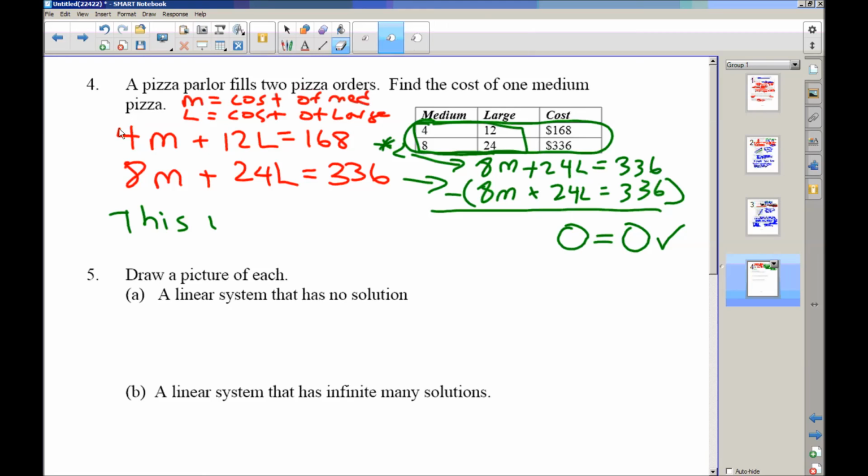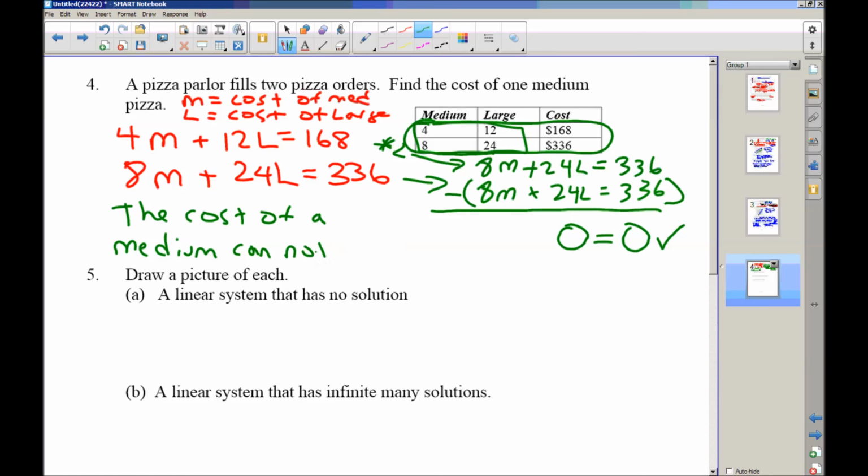Let me rewrite that. The cost of a medium cannot be determined from the information. Doesn't mean it doesn't have a cost. It just means that they didn't give us the right kind of information that we could use to solve for it. All right, our last one.